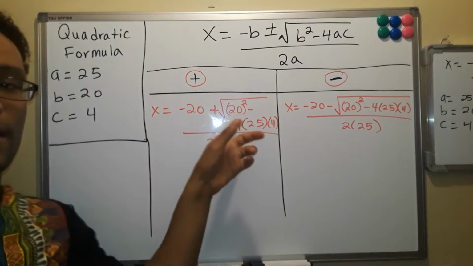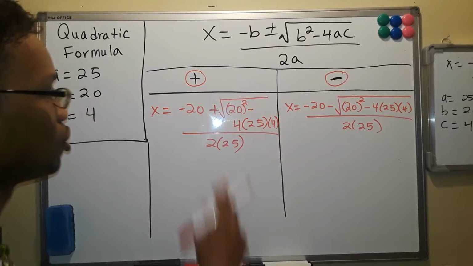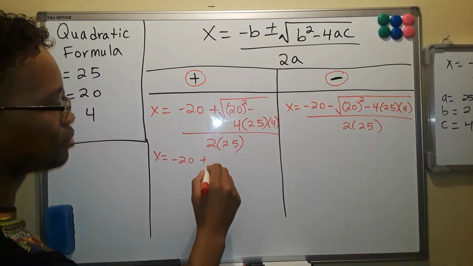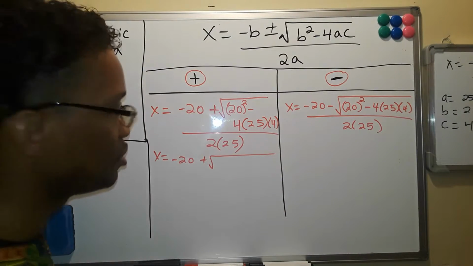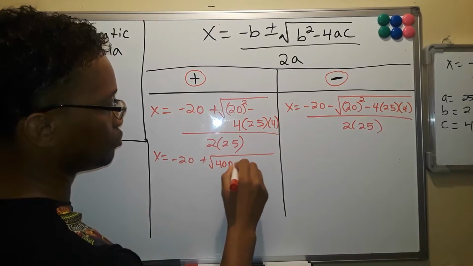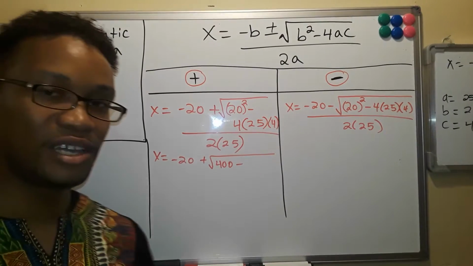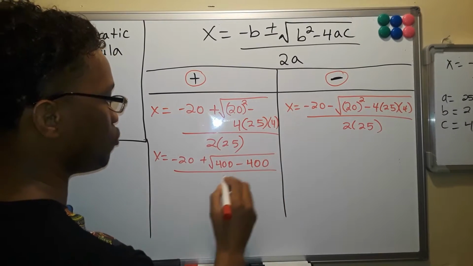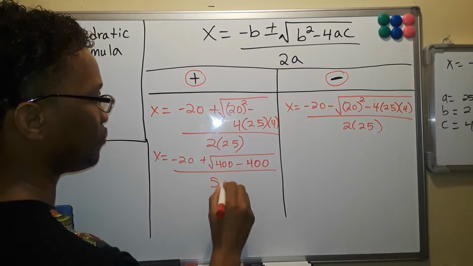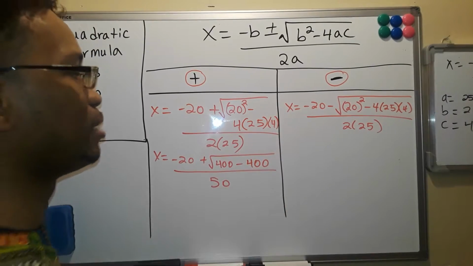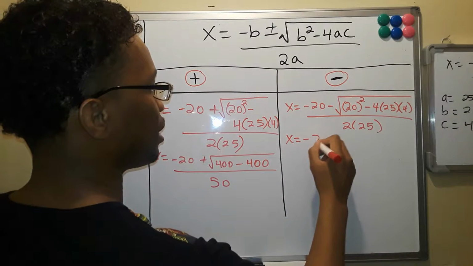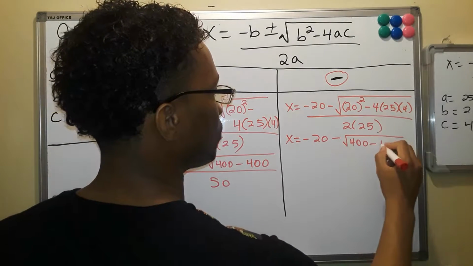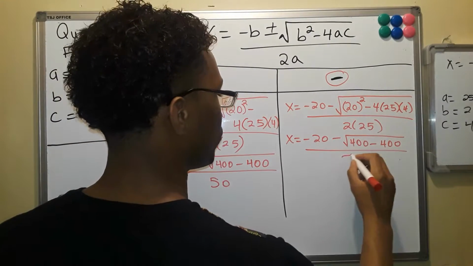What I like to do is work inside the square root first. So let's write it this way. x equals negative 20 plus the square root of 20 squared, which is 400, minus 4 times 25, which is 100, times 4, which is also 400. All of that over 2 times 25, which is 50. This will be the same: x equals negative 20 minus the square root of 400 minus 400, over 50.